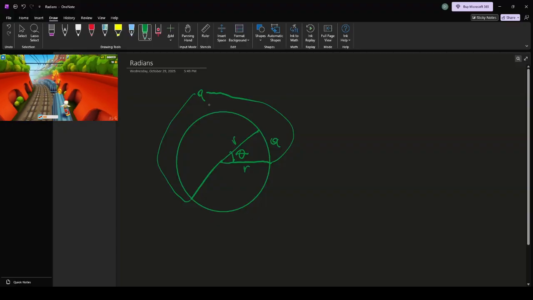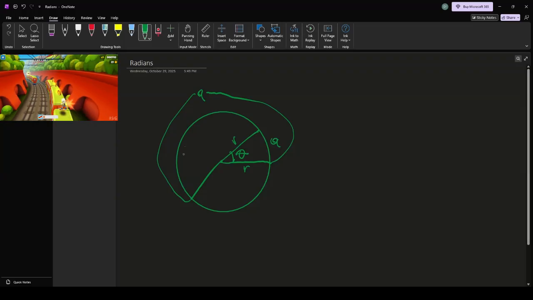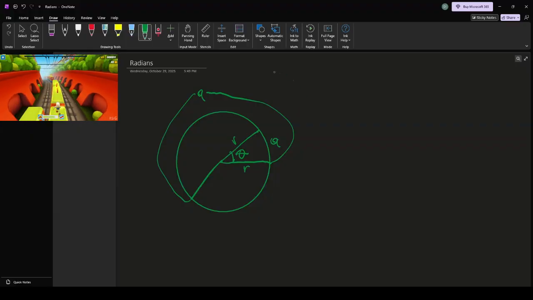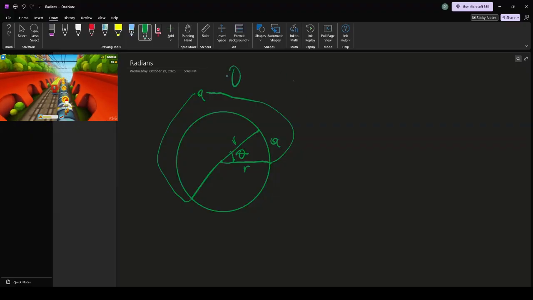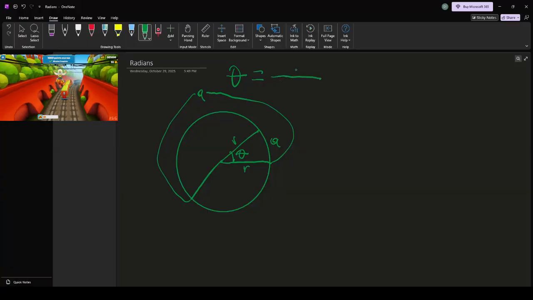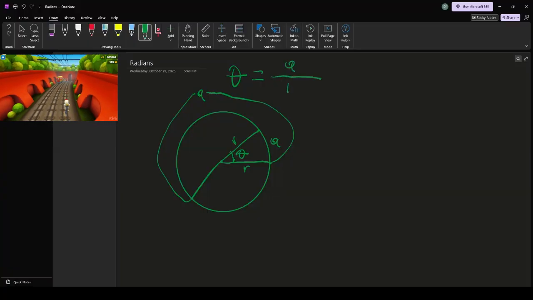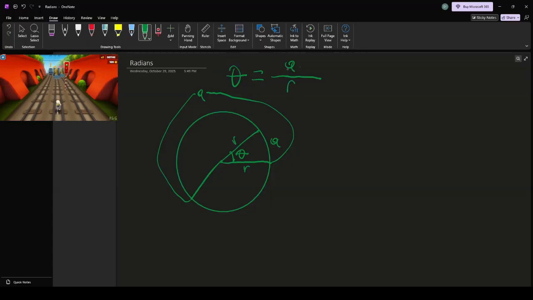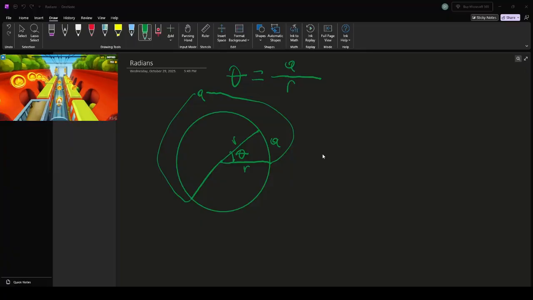You can also think of it as how many times greater this arc length is than the radius, which is why we can come up with this formula. Angle theta in radians equals arc length divided by radius. So you can find out how many times greater the arc length is than the radius.